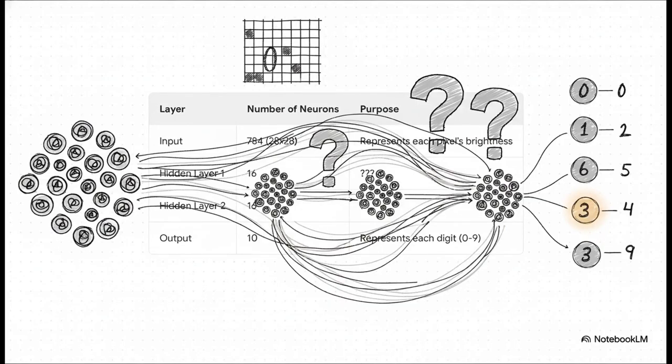So, for a little digit recognizer, the setup looks something like this. The input layer has 784 neurons. That's one for every single pixel in our 28 by 28 pixel image. The output layer? That has 10 neurons, one for each digit, 0 through 9. Whichever one of those neurons is the most lit up at the end, that's the network's final guess. But then you have these 2 hidden layers in the middle, the big question marks. What on earth are they actually doing?